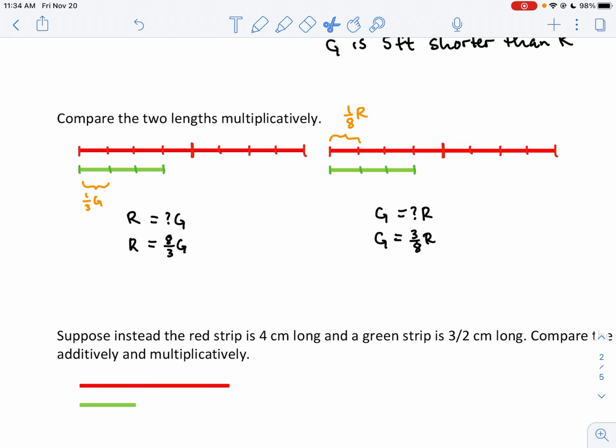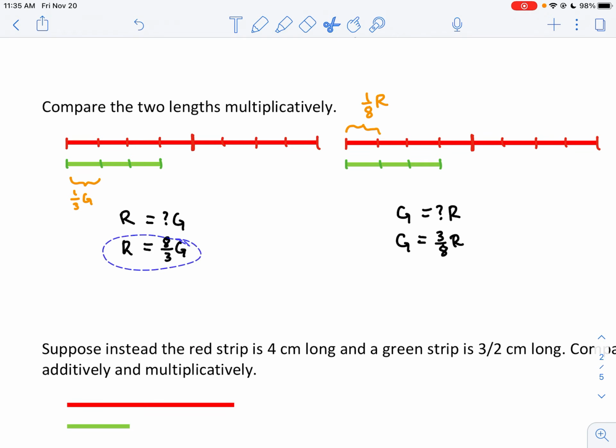notice I could get these answers even if these didn't represent feet. Like what if each of these units was 1 meter? The drawings I would have made here would still look the same. It would be 8 meters compared to 3 meters, or 8 centimeters compared to 3 centimeters, or 8 miles compared to 3 miles. It really doesn't matter what the unit was originally. The scale factor, we still see that R will be 8/3 of G, and that G will be 3/8 of R.